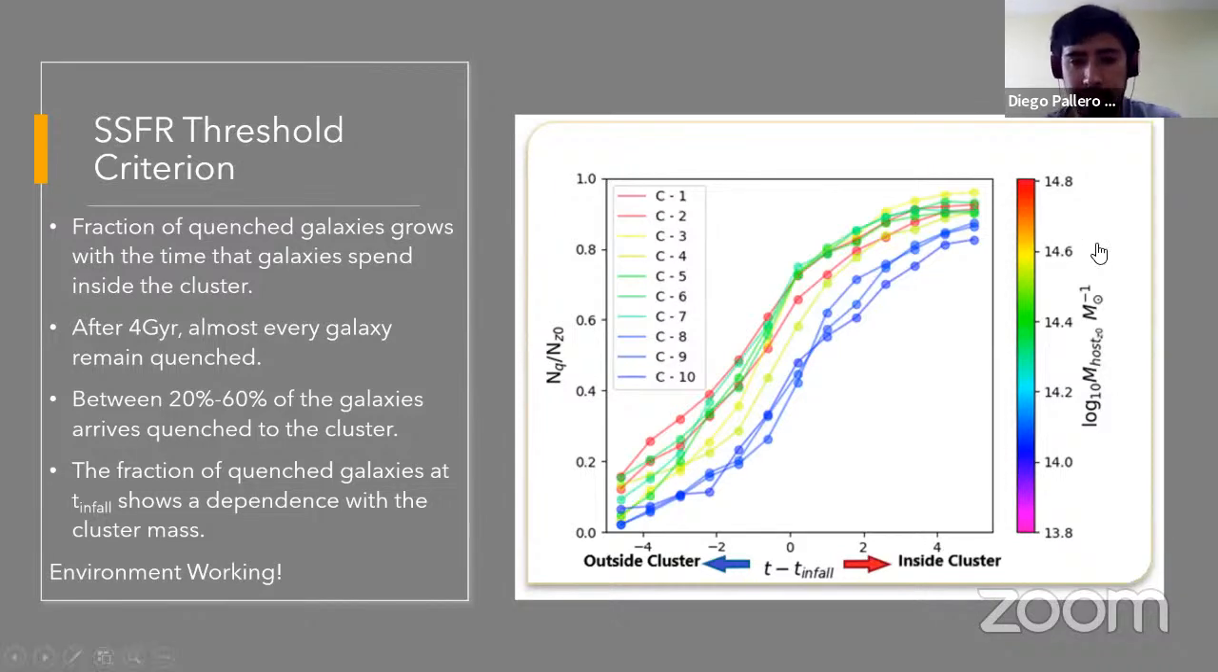To characterize these results, in this plot you can see the growth of the quenching fraction for the 10 clusters that we selected from the EAGLE simulation as a function of accretion time. Negative values correspond to the moments when the galaxies were outside the cluster. Positive values correspond to the moments when the galaxies were inside the cluster. And 0 represents the moment when the galaxy crosses the virial radius for the first time. As you can see, around 4 gigayears after galaxies cross the virial radius of a cluster, they usually get quenched.